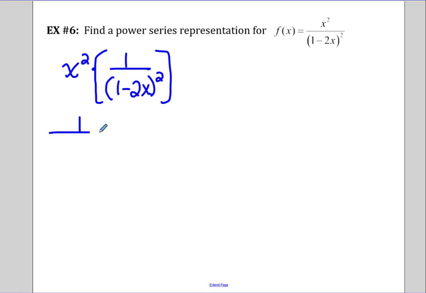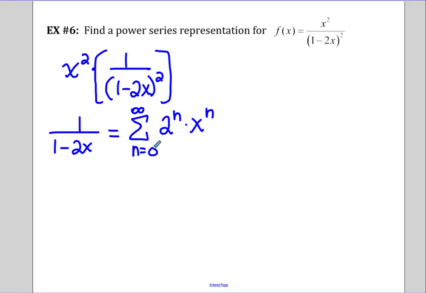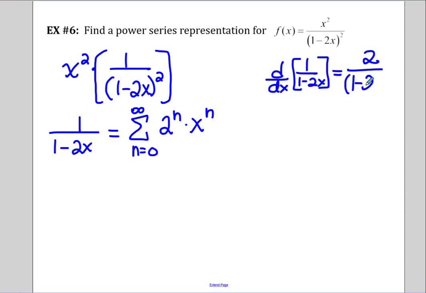So we know that 1 over 1 minus 2x can be written as the summation from 0 to infinity of our 2x to the n power. So these two are equal. And if you take the derivative of 1 divided by 1 minus 2x, the derivative of 1 over 1 minus 2x will give us 2 over 1 minus 2x in the denominator, quantity squared.